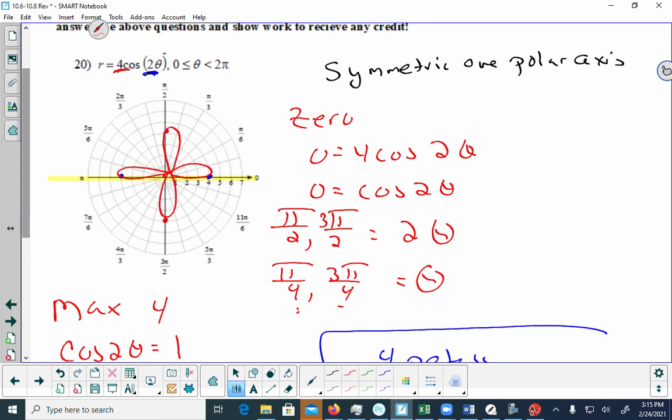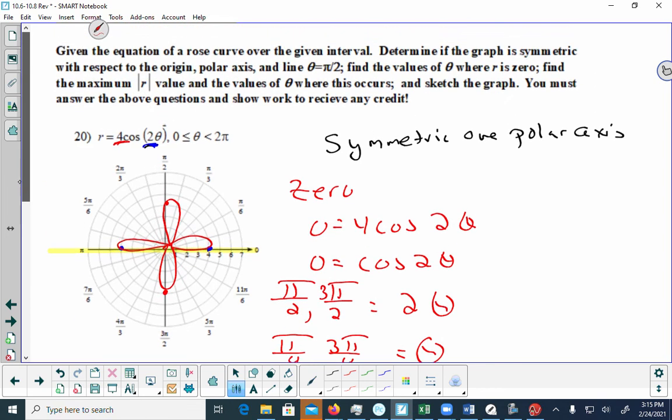So I think I've answered all the questions. Let me go back up and make sure. I said where it was symmetrical. I found some values where r is equal to 0. I found the max. I found the values where the max occurs, and I sketched the graph.